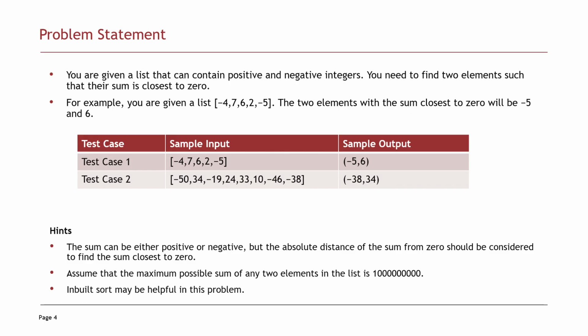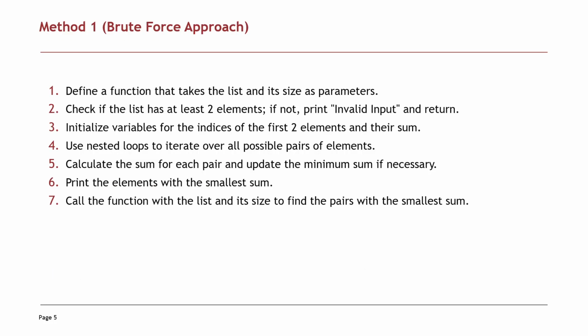So let us move ahead with the first approach in terms of approaching this problem. The first one is the brute force method. This method employs the nested loop to systematically iterate through all potential pairs of the elements within the list. For each pair, the sum is calculated and compared to keep track of the pair with the smallest sum. And finally, the elements constituting the minimum sum are printed.